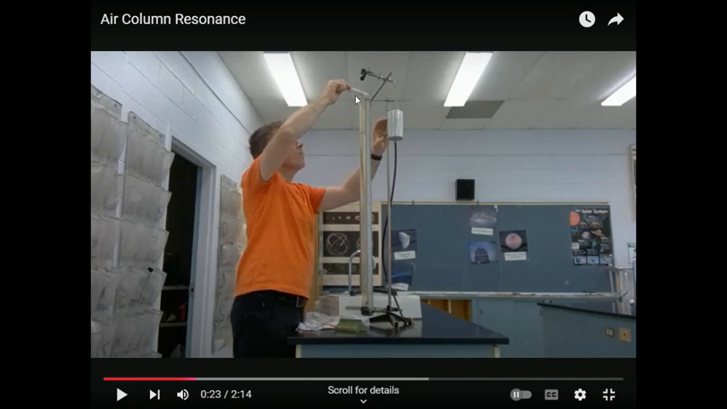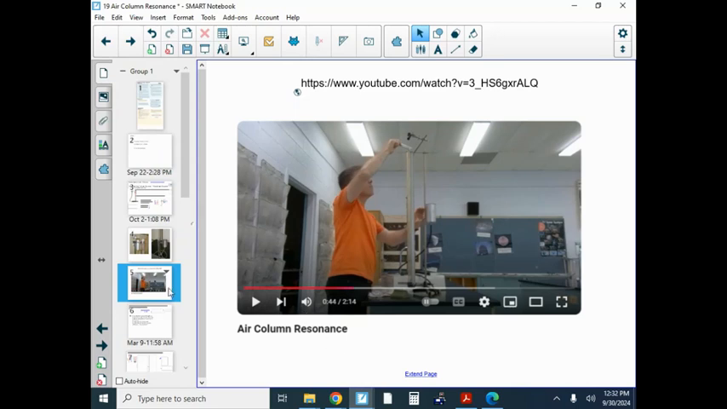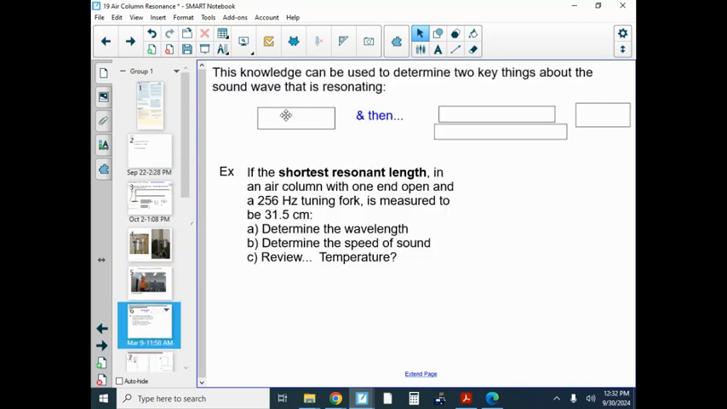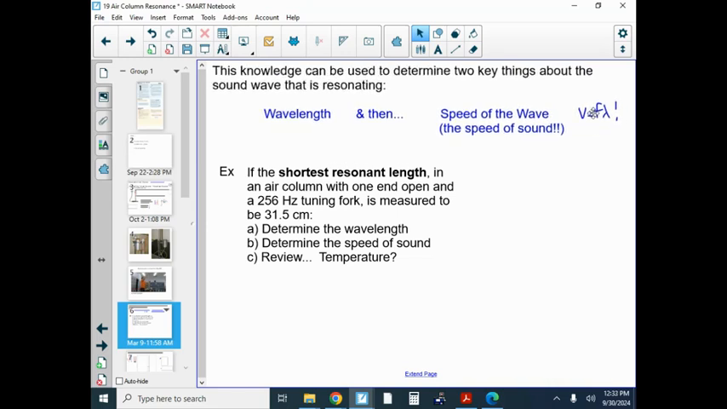See how it's getting louder when the tuning fork is over the air column. That's because you've got a quarter of a wavelength in there, so you're getting a standing wave. Okay, and we'll come back to this video in a bit because there's more to it than just the first resonant length, but let's do some work with that first. So you can get the wavelength because you can measure the actual length, and then you can get the speed because we know v equals f lambda, right?